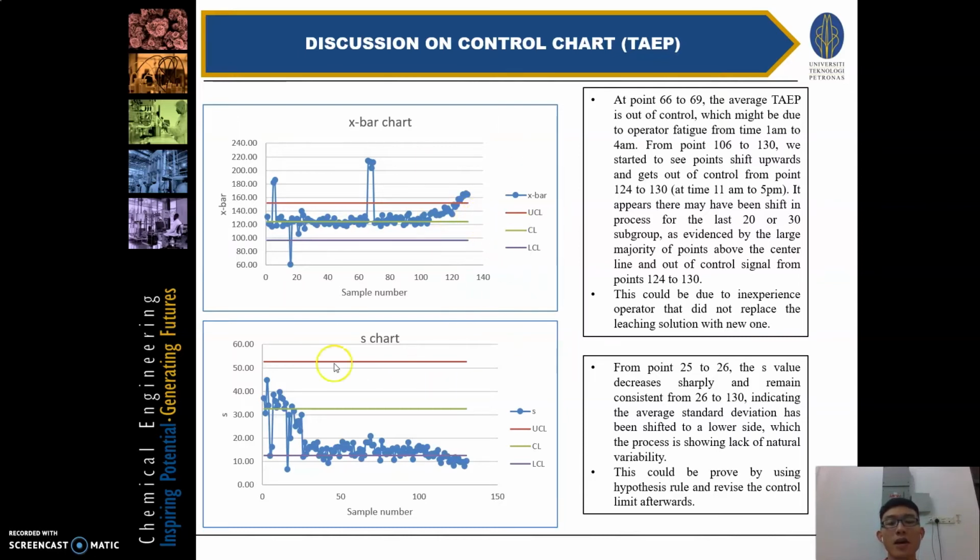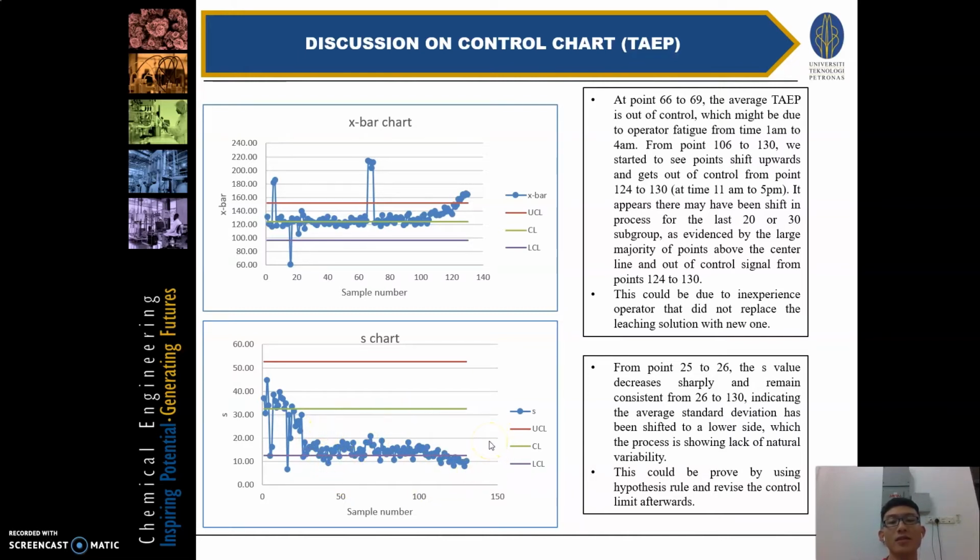Also, after this, look at the S chart. From 0.25 to 26 we can see that the value decreases sharply, and from 26 to 130 the standard deviation has shifted to a lower side, which means the process is showing lack of natural variability. The shifting of this standard deviation can be proved by using the hypothesis rule, and if necessary we have to revise the control limit afterwards.